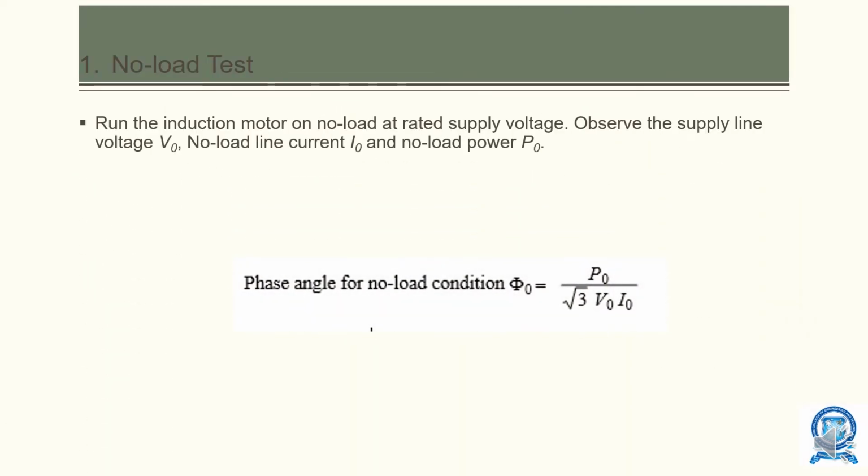The induction machine is made to run at no load at rated voltage, and the voltage V0, the no load current I0, and the no load power P0 are measured and noted. From those readings, we need to find the value of phi naught, the no load angle, which is equal to P0 divided by root 3 V0 into I0.